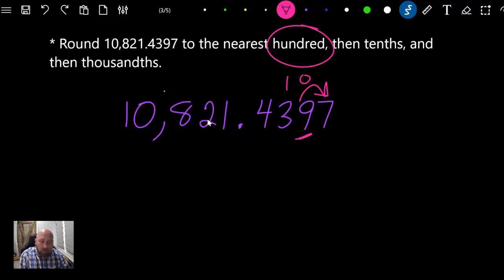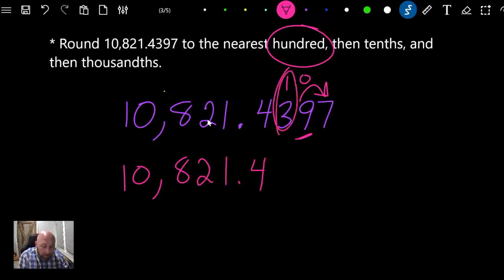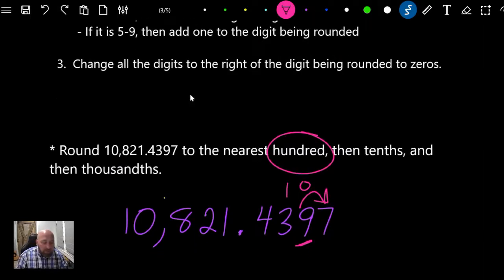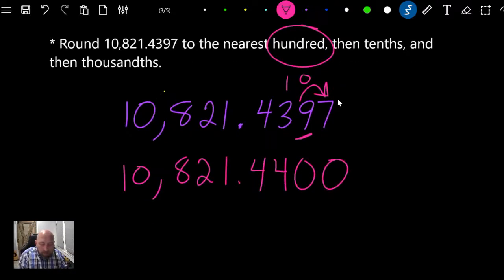So what we're going to do is all the numbers to the left are going to stay the same, right? So we're going to get a 10, 8, 2, 1.4. Now watch this. I have to add a 1 to the 3, so that becomes a 4, and then I have a 0 up there, okay? Because remember, I made that 9 go up to a 10. So that's going to be 0, and then all the numbers to the right. This is the last step right here. All the numbers to the right go to 0.